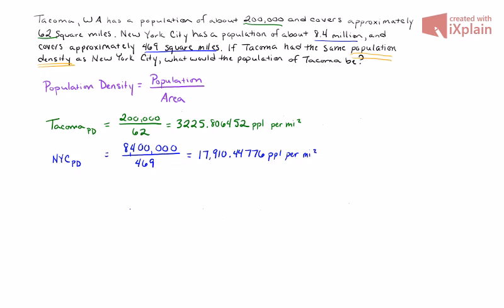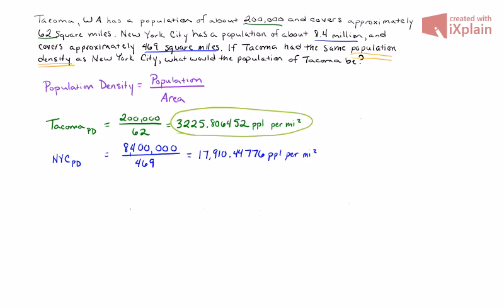The reason I did this was I wanted us to take a step back and see what we have. We want Tacoma to have the same population density as New York. Currently, if we look at Tacoma's population, we're saying that within 1 square mile, we're going to see around 3,226 people.